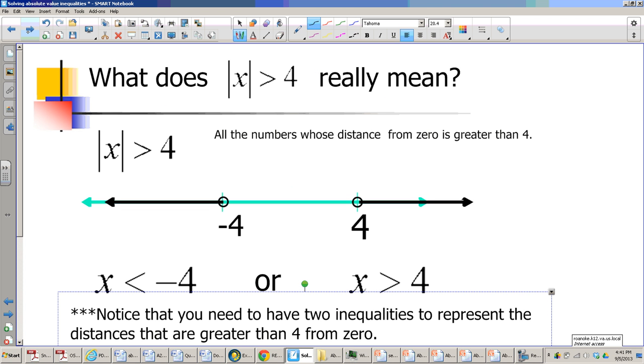Okay, let's look at a problem. What does absolute value of x greater than 4 really mean? Remember, we got that greater. So step 1 said what? Rewrite this as an and or an or. Greater, so we're going to rewrite as an or statement. We got x less than negative 4, or x greater than 4.